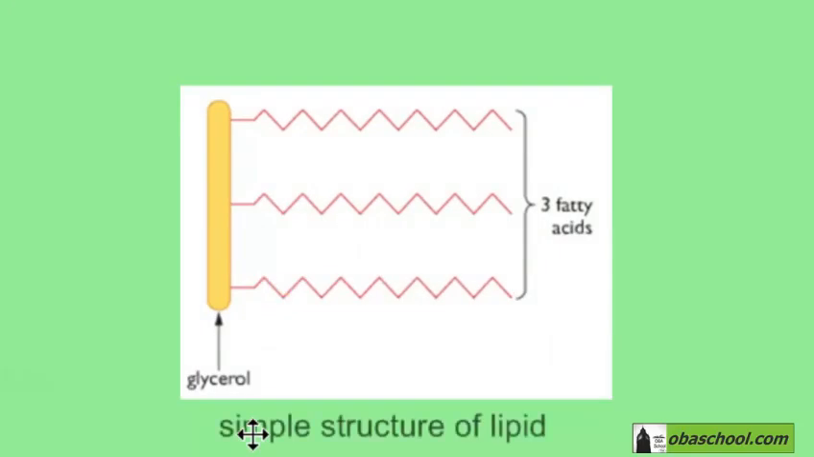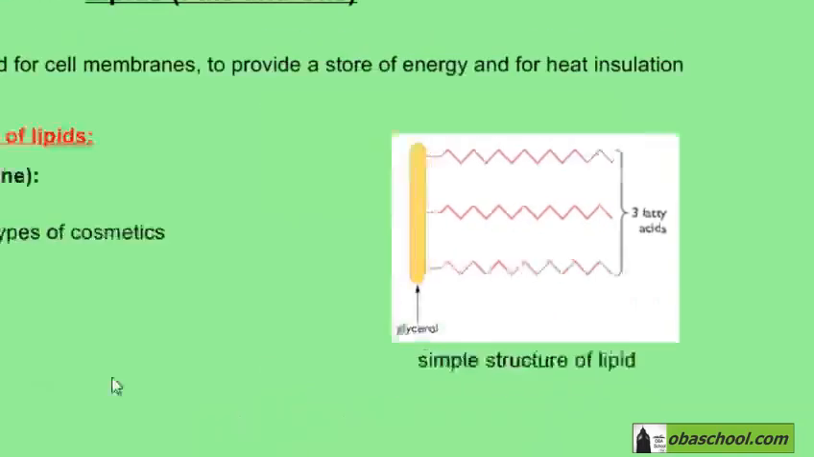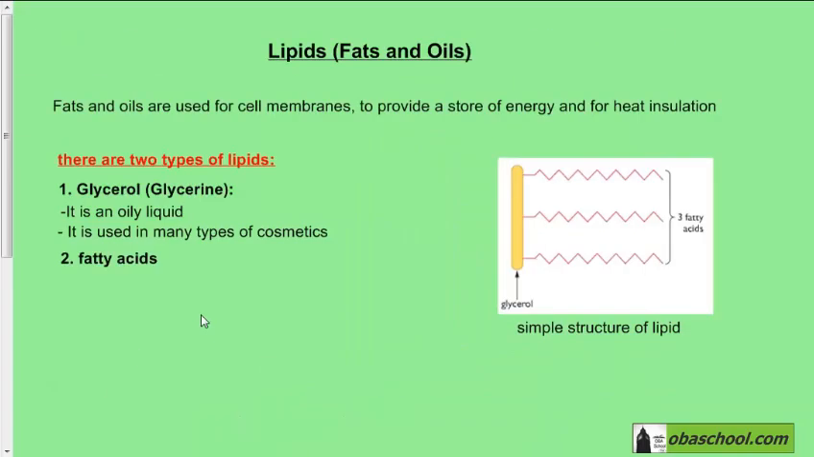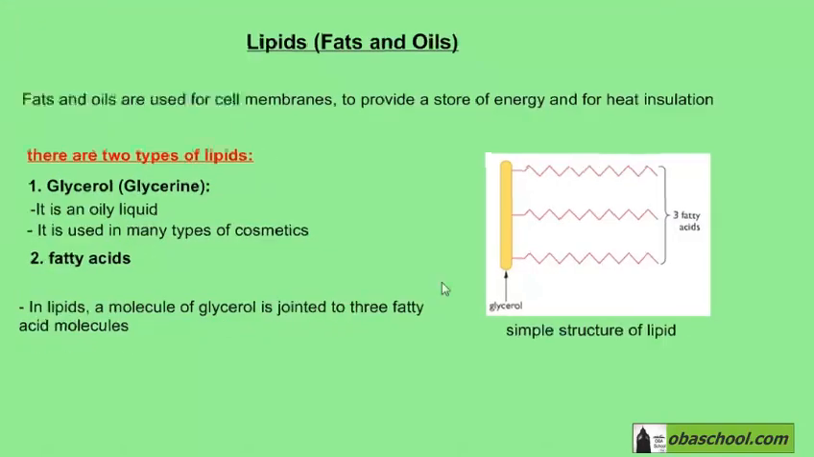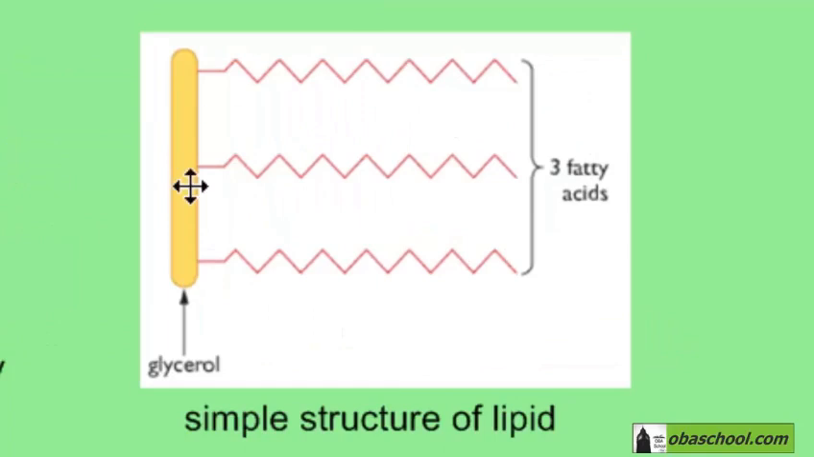This is the structure of a lipid. We have 3 molecules of fatty acids attached to 1 molecule of glycerol. In lipids, a molecule of glycerol is joined to 3 fatty acid molecules. Here we can see each red line is a fatty acid and it is attached to the glycerol.